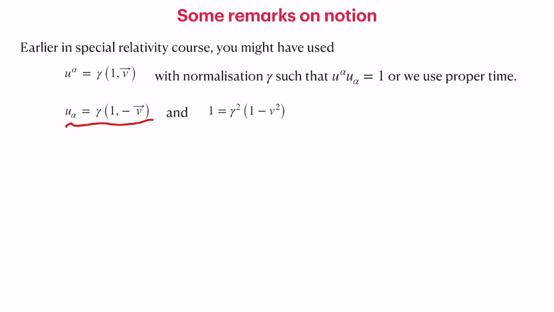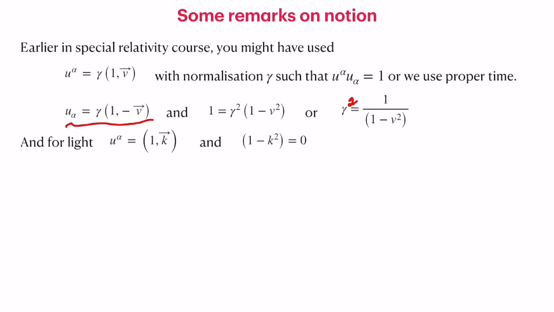Gamma is given by 1 equal to gamma square into (1 minus v square). So it's basically a normalizing constant. Gamma square is equal to 1 by (1 minus v square). In the case of light, the velocity, which is null, is usually written as u^alpha equal to (1, k). k is the spatial direction along which light propagates. From the null condition, we have u_alpha u^alpha equal to 0, which corresponds to 1 minus k square equal to 0, or mod k square is equal to 1. So k is a unit vector.